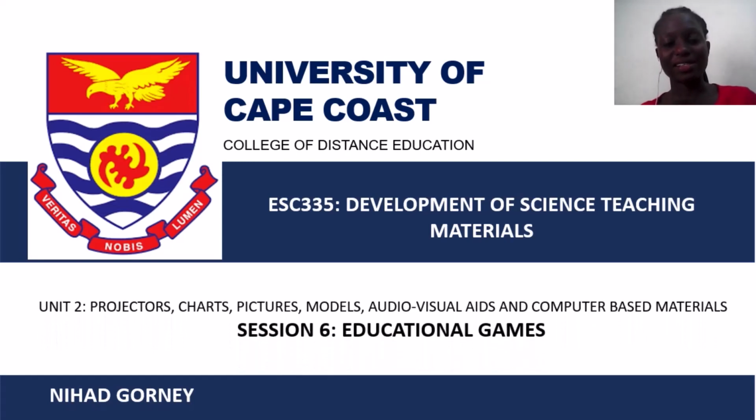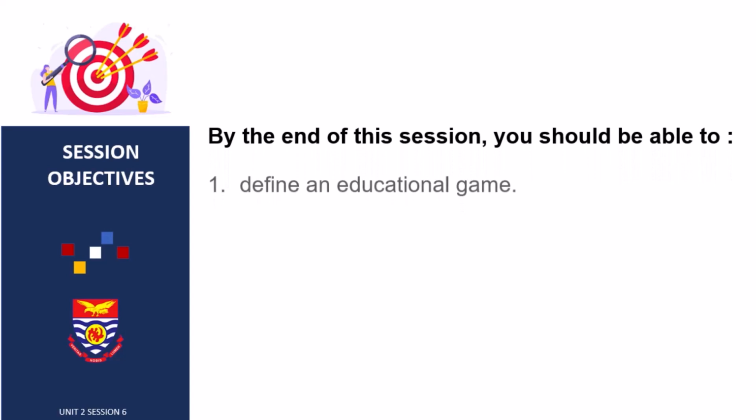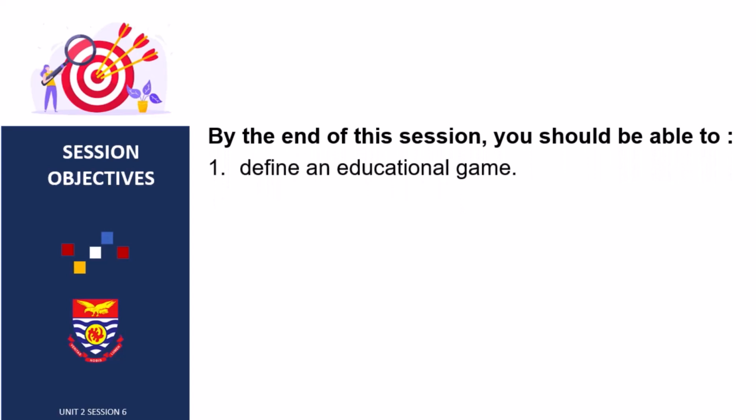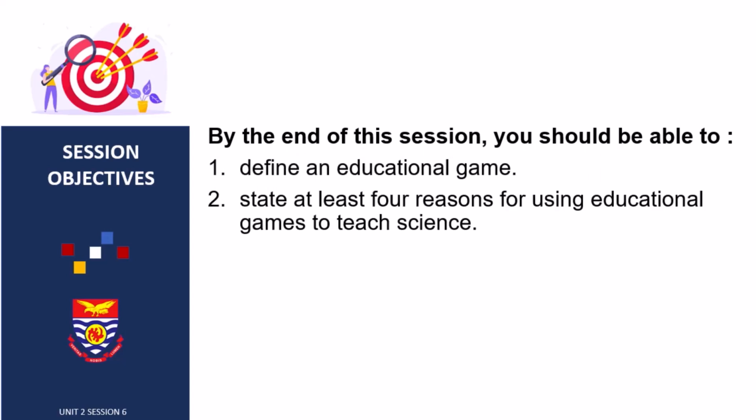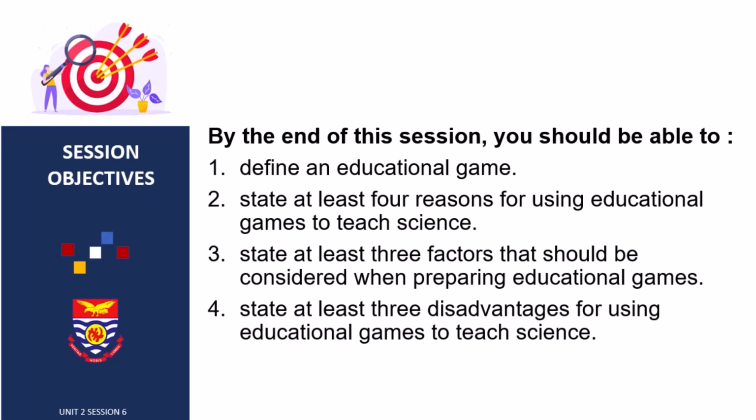This is the last session for Unit 2, Session 6. In this section, we look at educational games. By the end of this session, you should be able to define an educational game, state at least 4 reasons for using educational games to teach science, state at least 3 factors that should be considered when preparing educational games, and state at least 3 disadvantages for using educational games to teach science.